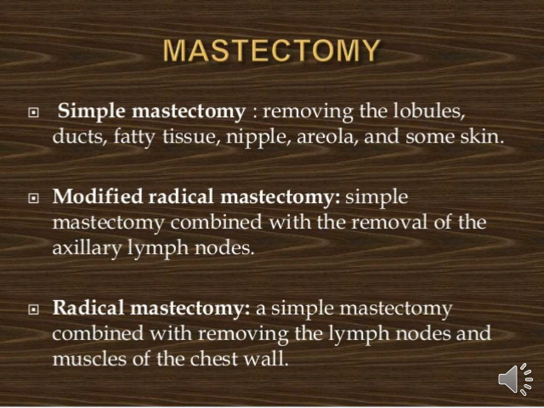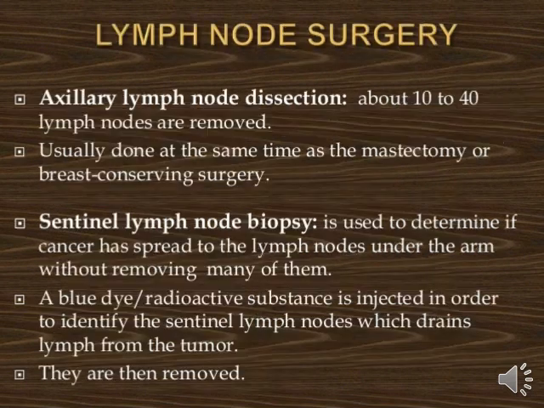Okay students, let's see the next thing, lymph node surgery. It is also one kind of surgery for the breast tumor or breast cancer. There are two types of lymph node surgery. First is axillary lymph node dissection. About 10 to 40 lymph nodes are removed by this kind of surgery, usually done at the same time as the mastectomy or breast conserving surgery. So axillary lymph node dissection we perform in combination with mastectomy surgery.